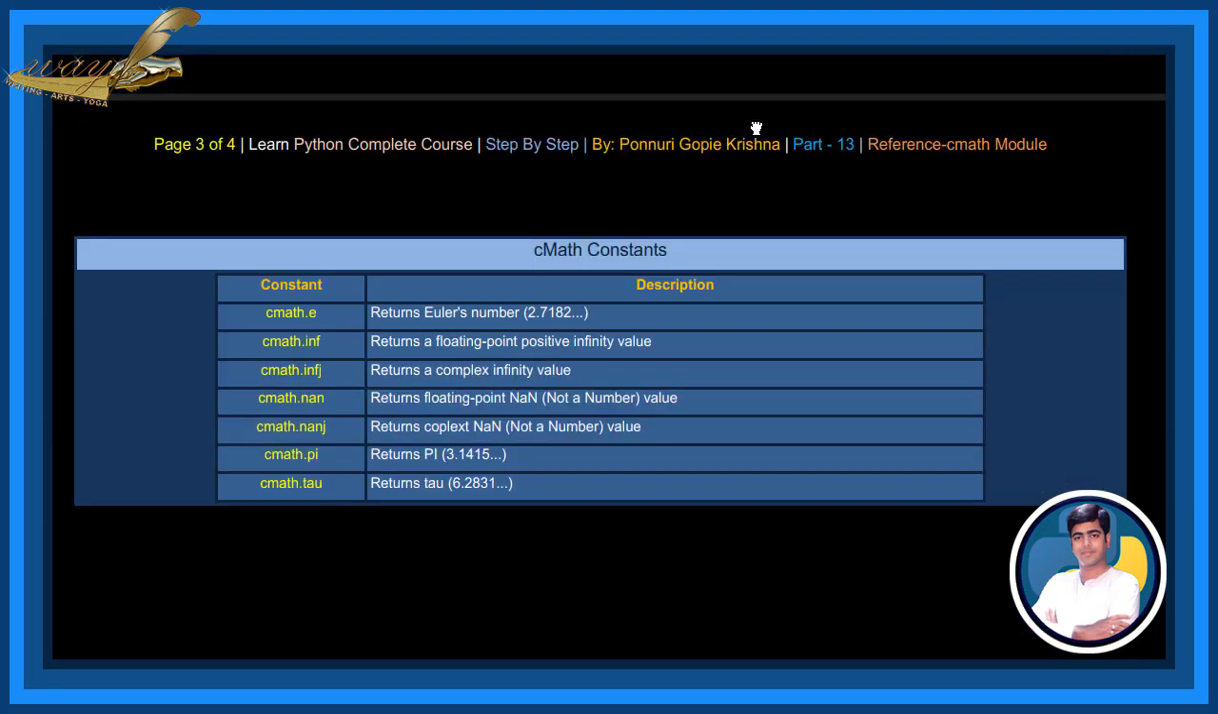cmath constants. cmath.e constant returns Euler's number 2.718 and so on. cmath.inf constant returns a floating point positive infinity value. cmath.infj constant returns a complex infinity value. cmath.nan constant returns a floating point nan, not a number value.